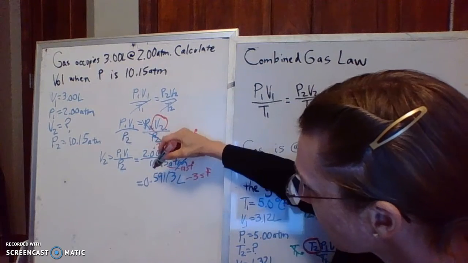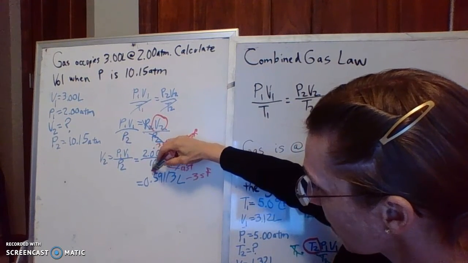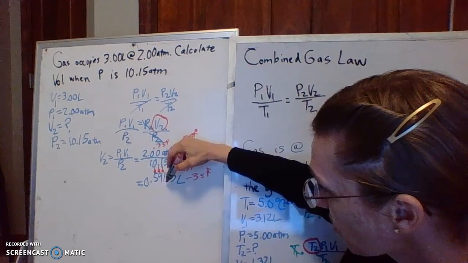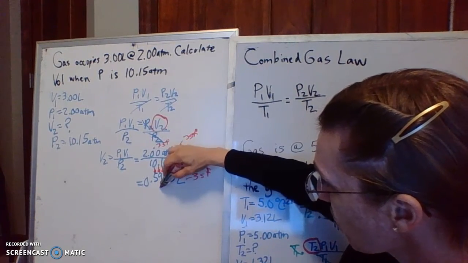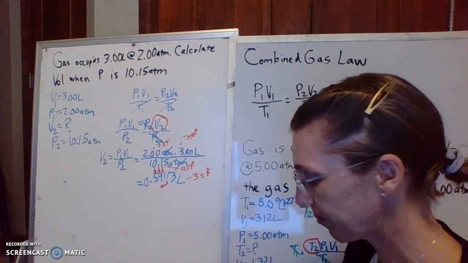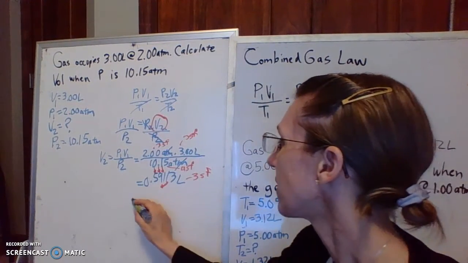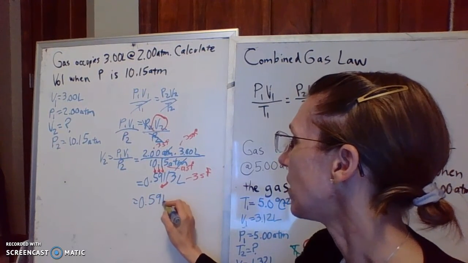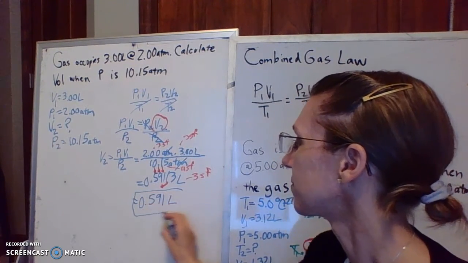So let's go ahead and look at that. We've got 1 here, 2 here, 3 here. We go to the guy next door to see if we round up or down. It's a 1, so we're rounding down. So our final answer gets to be 0.591 liters.